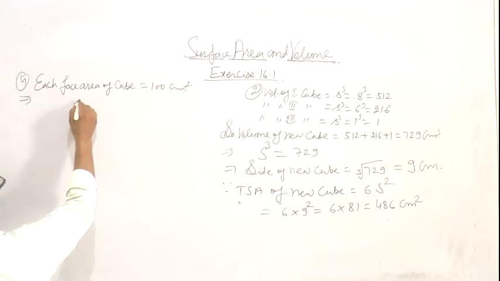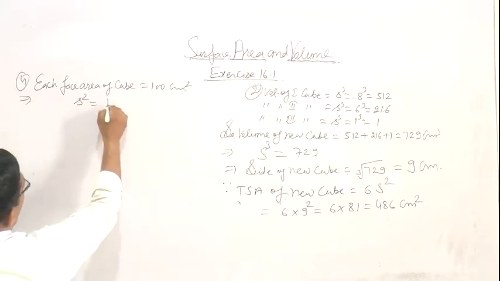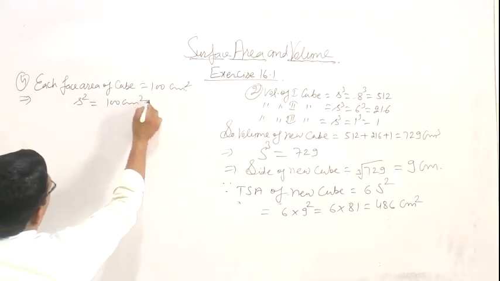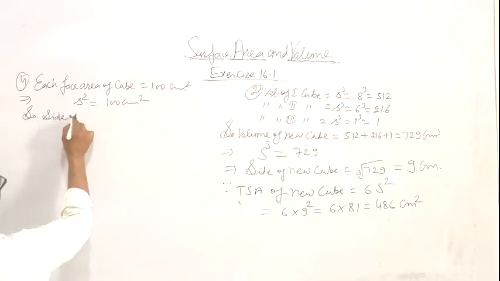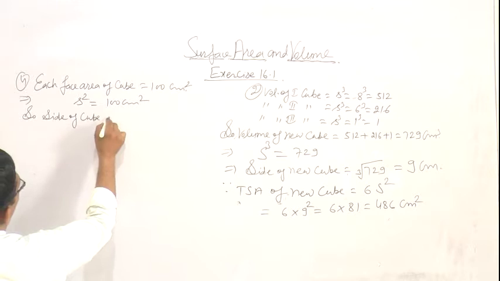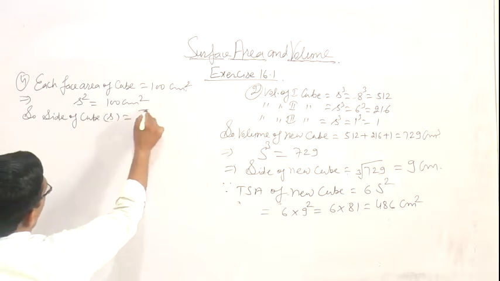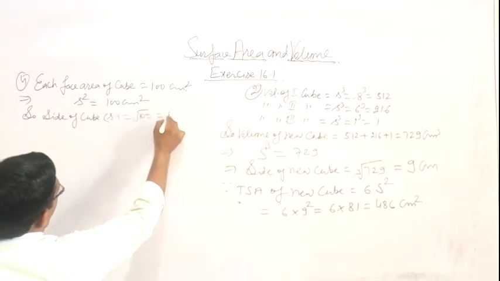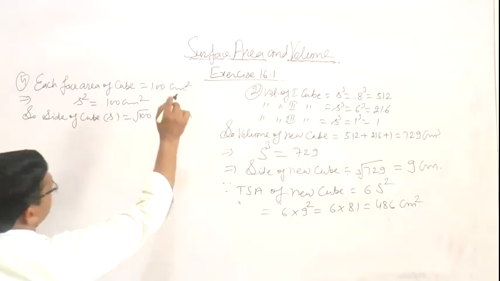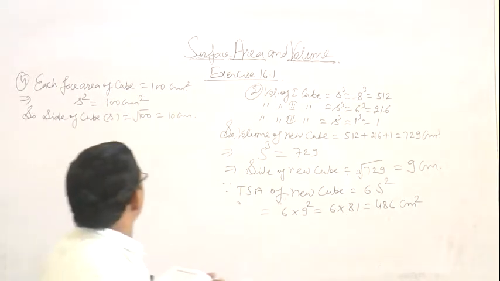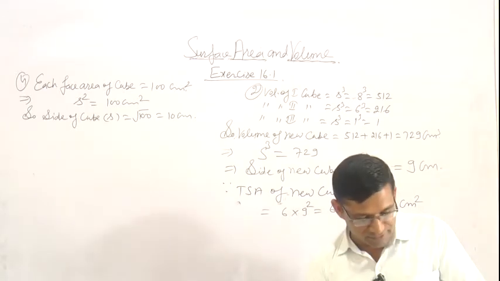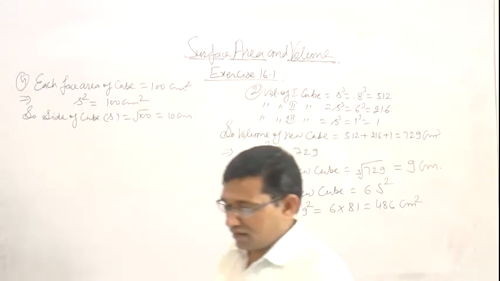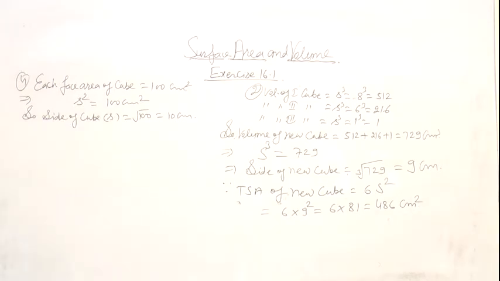Face area of cube is side square, which is equal to 100 centimeter square. So side of cube, it means S is equal to square root of 100, which is 10 centimeter. This is the side of cube. In this question, what is given? Given is face area of cube, each face area.